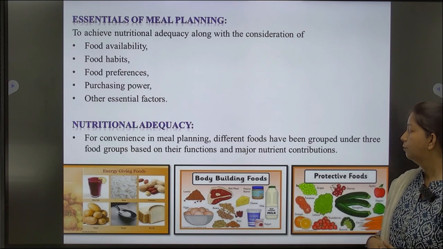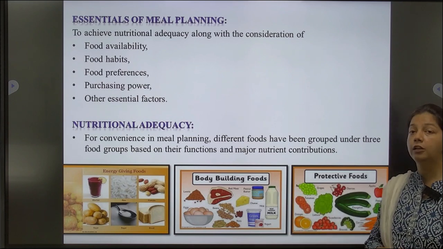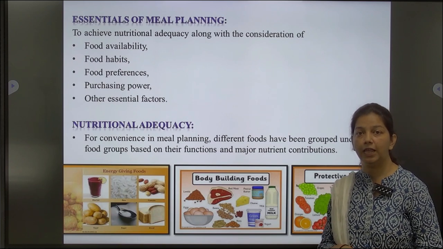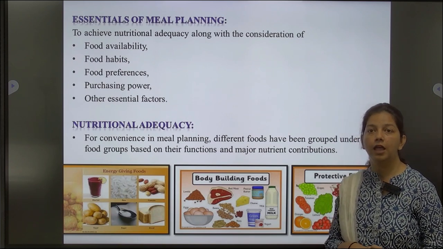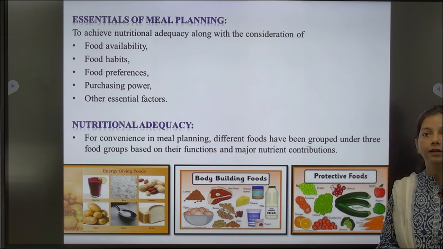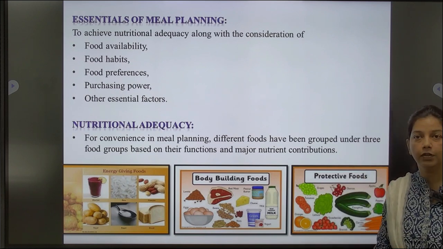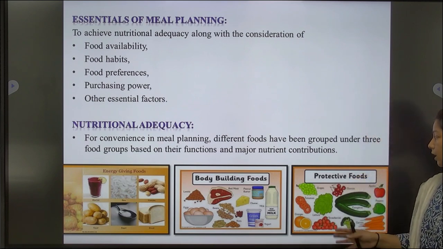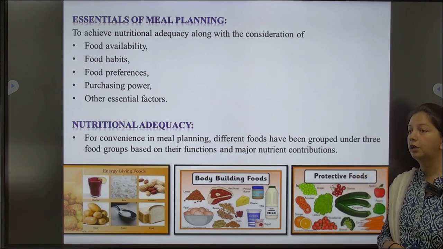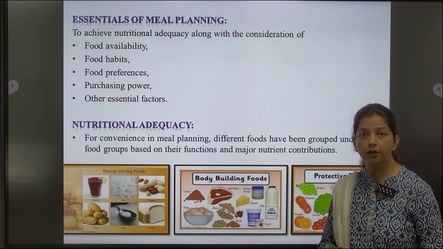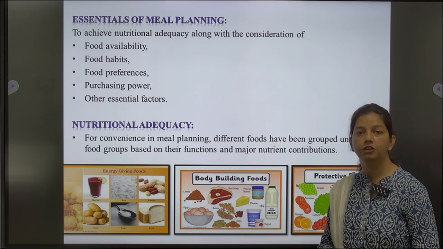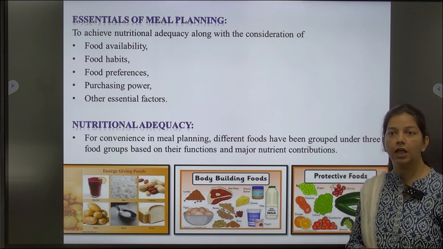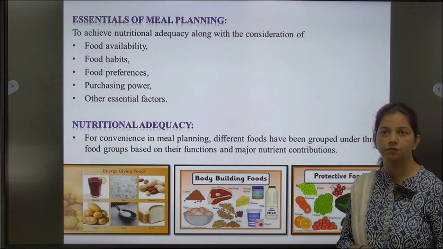The second one is bodybuilding foods. It contains mostly protein-rich food items like milk, chicken, egg, cheese, curd, and pulses. It provides proper maintenance of the body. It helps in wear and tear and provides energy too. The third is protective food items. It helps in repairing our cells and protects from degenerative diseases. The protective foods generally contain all fruits and vegetables except the starchy vegetables.